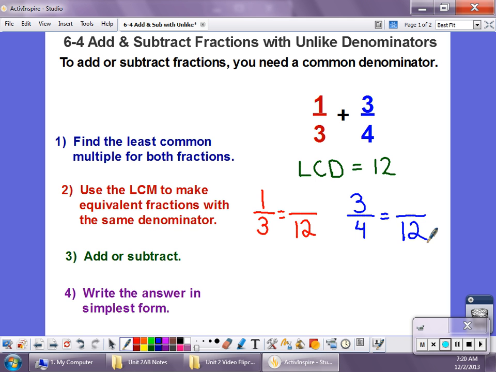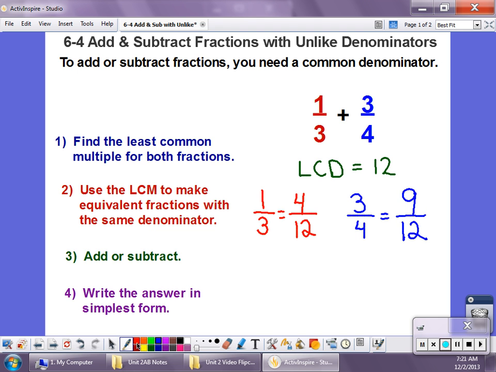And we've done equivalent fractions before, but just a reminder, whatever I do to the bottom to get from 3 to 12, in this case times 4, I have to do to the top. And the same thing with the second fraction. To go from 4 to 12, I multiply by 3, so 3 times 3 is 9.